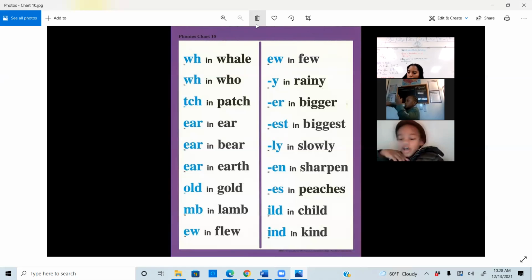Awesome. All right, so that's phonics chart 10. So today we're moving on to the next two ERs, which are EAR that says air, like in bear, and EAR that says er, like in earth.